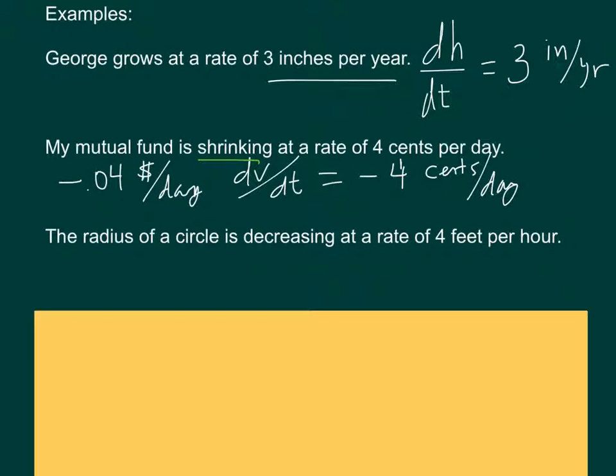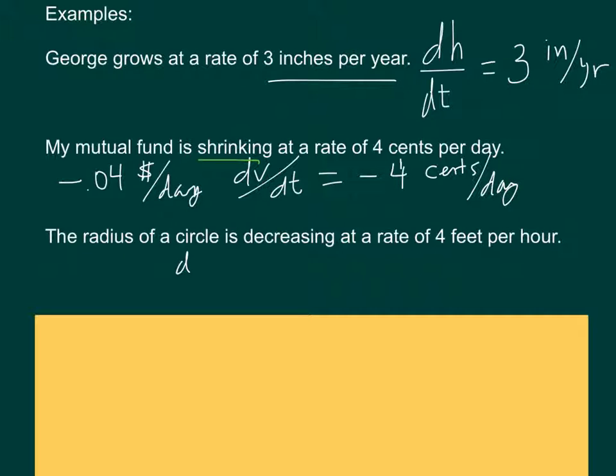Okay. Let's think about this one. The radius of a circle is decreasing at a rate of 4 feet per hour. There again, take a look. What's changing? The value that's changing is the radius with respect to time. Since it's decreasing, again, we're going to call that a negative 4 in this case, negative 4 feet per hour. These are all rates, unit rates if you will. We talked about rates before.